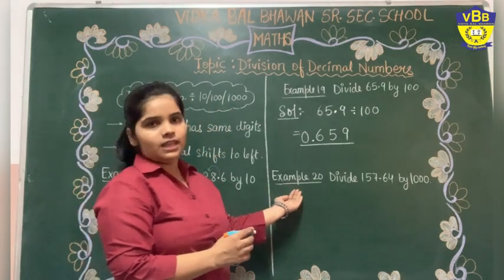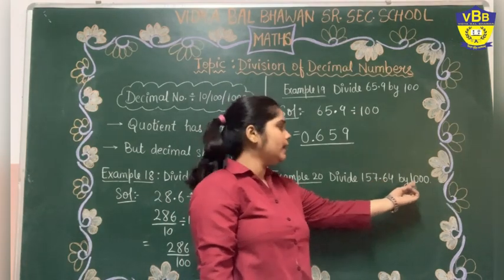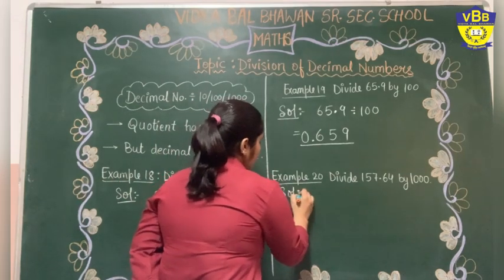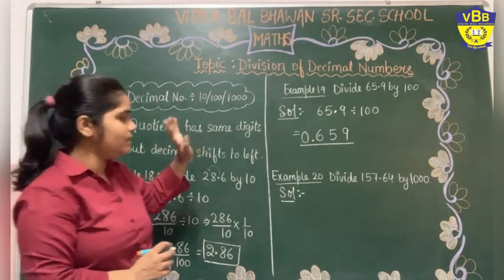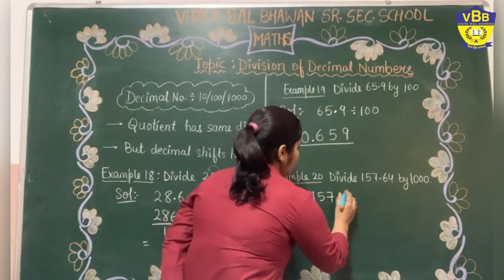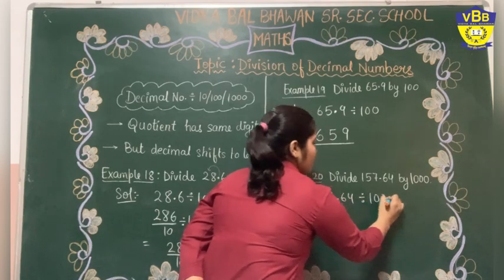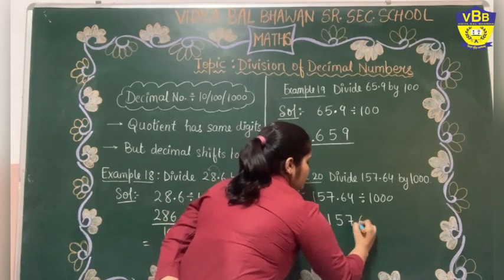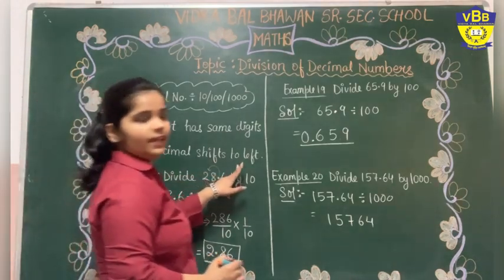Similarly, if we talk about the next one, 157.64 divided by 1000. We are following these steps. The question will have the same digits. So, if we are dividing 157.64 by 1000, the answer will have the same digits, 15764. Second point, but the decimal will shift to the left side.